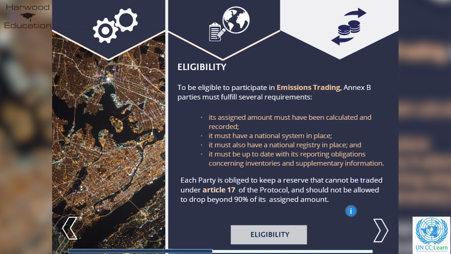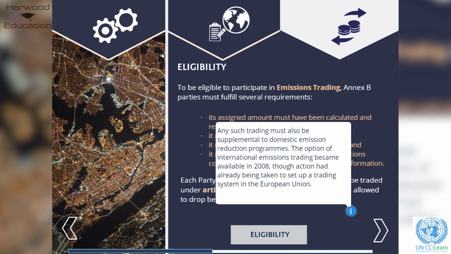Each party is obliged to keep a reserve that cannot be traded under Article 17 of the Protocol, and should not be allowed to drop beyond 90% of its assigned amount. Any such trading must also be supplemental to domestic emission reduction programs. The option of international emissions trading became available in 2008, though action had already been taken to set up a trading system in the European Union.